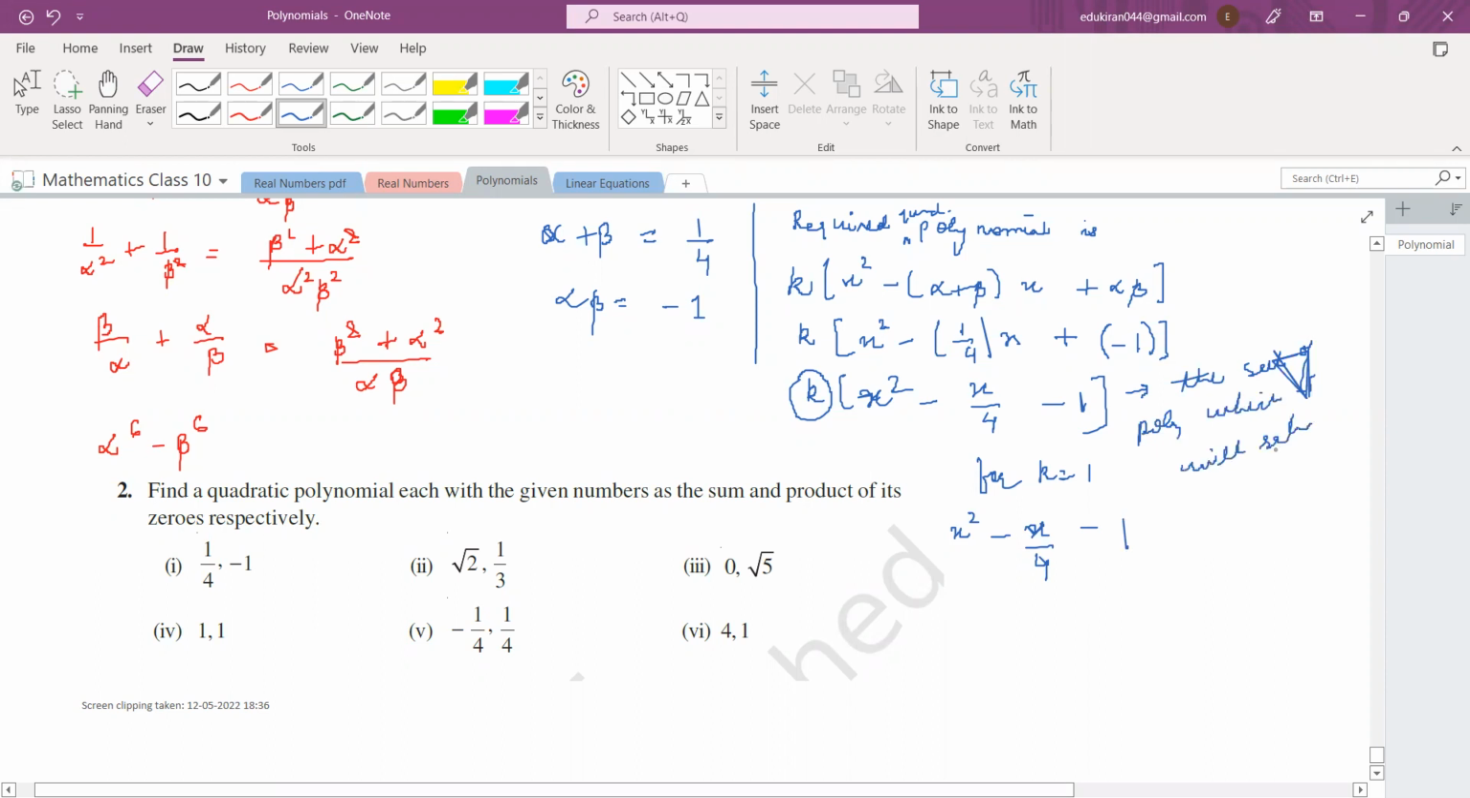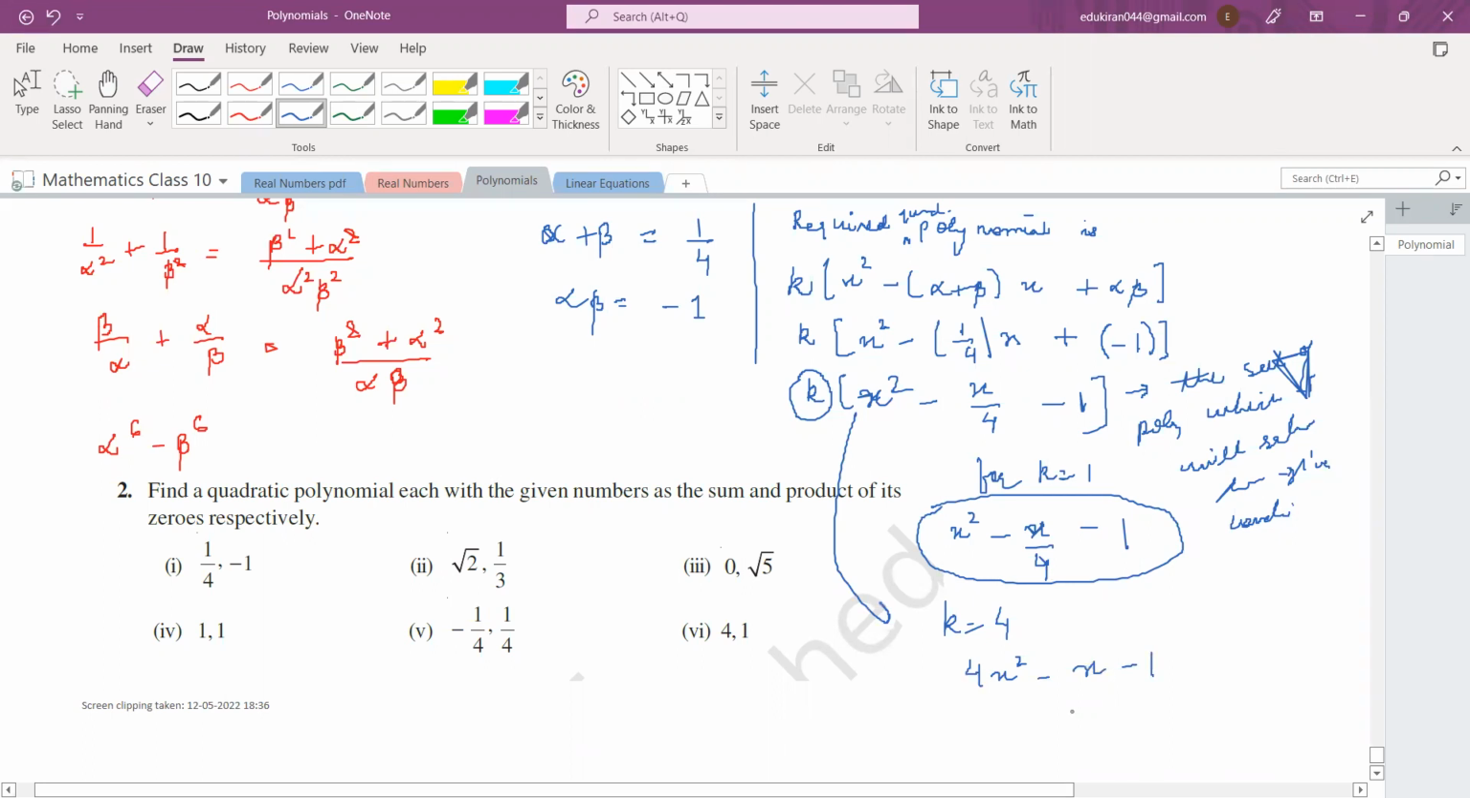Okay, which will satisfy the given conditions. And one of the possible polynomials is this. For k equal to 1, you can take any value. If you want to match with your NCERT answer, you have to take k equal to 4. In that case, you will get 4x square minus x minus 1. So this is the answer given in your NCERT book.